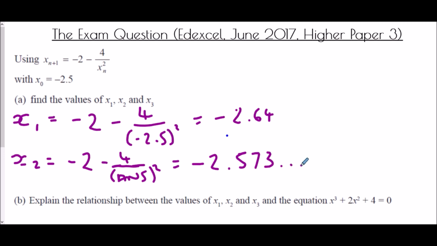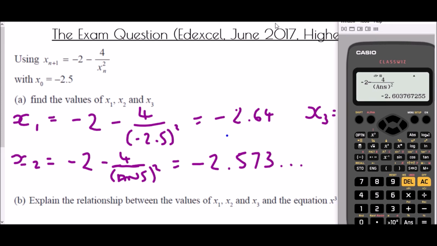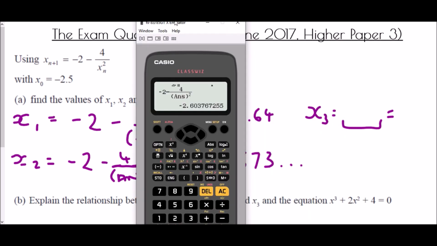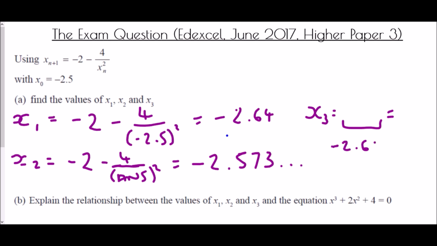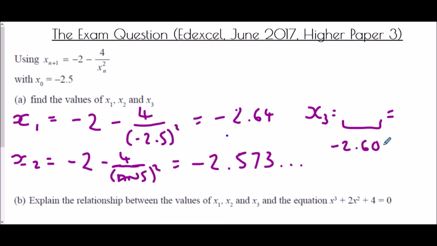And then we want x3. I've run out of a little bit of space, so I'm just going to move over here. x3, well, all I need to do is remember that I just need to press equals again on my calculator. So pressing it again gives me -2.603. So let's just bring that across. So -2.60, and let's call it, it doesn't give us a number of decimal places, so let's just call it 4 decimal places. There we go. So -2.604.